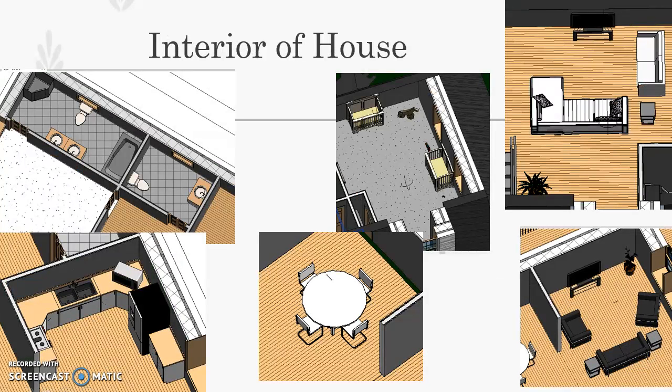I then moved into the interior part of my house. I started in the kitchen by adding lower and upper cabinets, appliances, and countertops. Next was the bathroom, where I added sinks, toilets, bathtubs, and shower. I also added furniture to all the rooms in my house, like beds, tables, couches, television, cribs, and more.